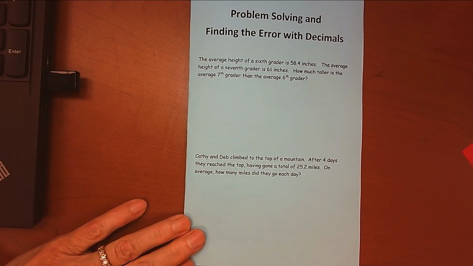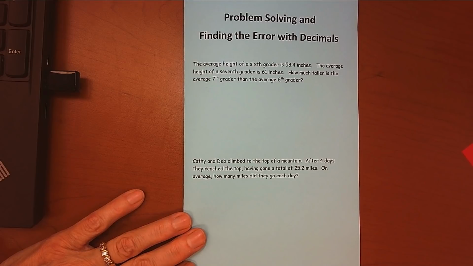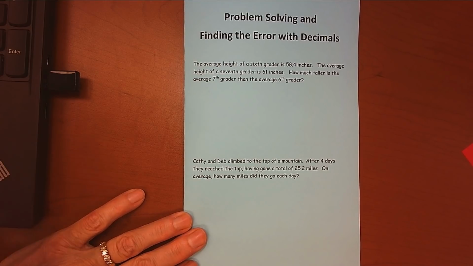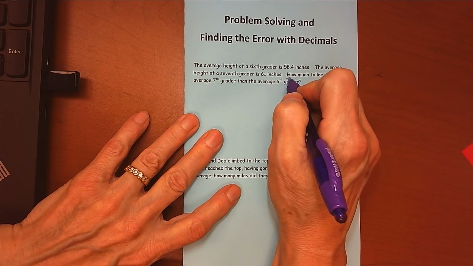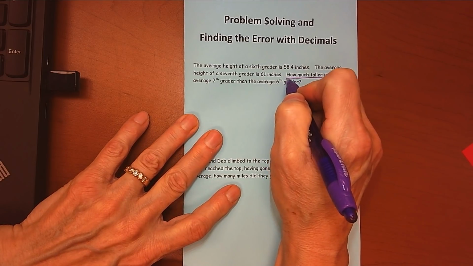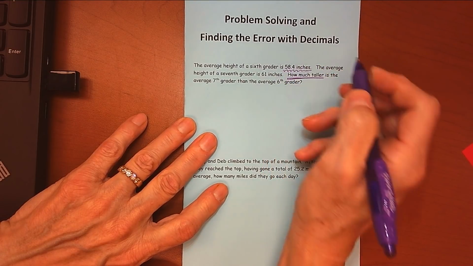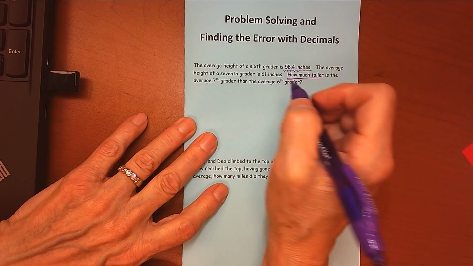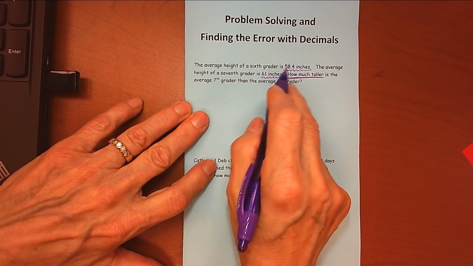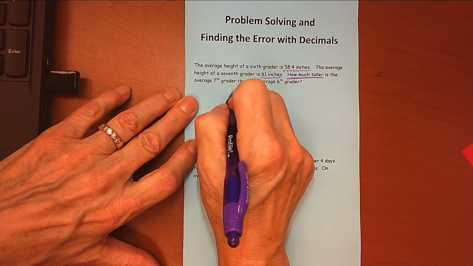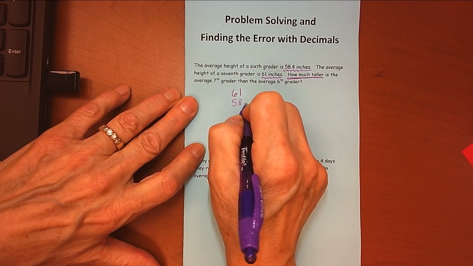It says the average height of a 6th grader is 58 4/10 inches. The average height of a 7th grader is 61 inches. How much taller is the average 7th grader than the average 6th grader? So that "how much taller" kind of clues me in that this is a subtraction problem. Here's my 6th grader's height and here's my 7th grader's height. So I want to take my 7th grader's height and subtract my 6th grader's height. So I'm going to take my 61 inches and I'm going to subtract my 58 4/10 inches.